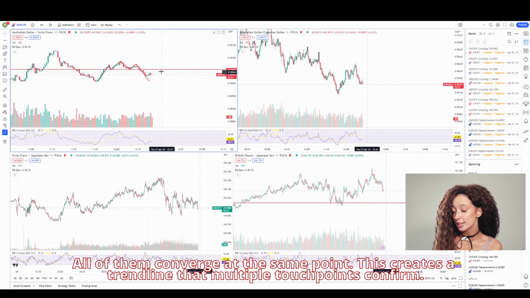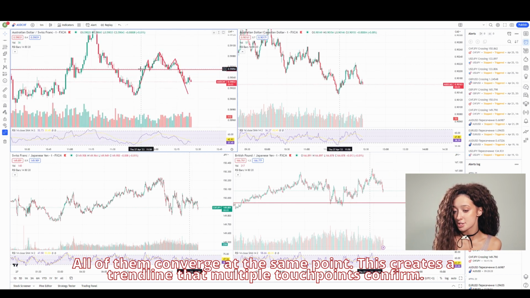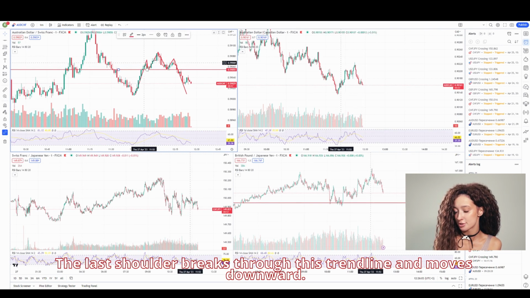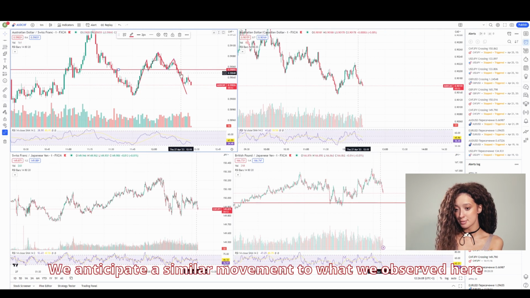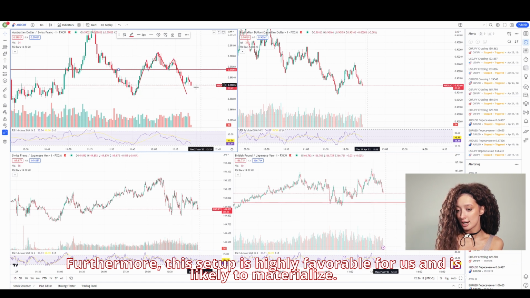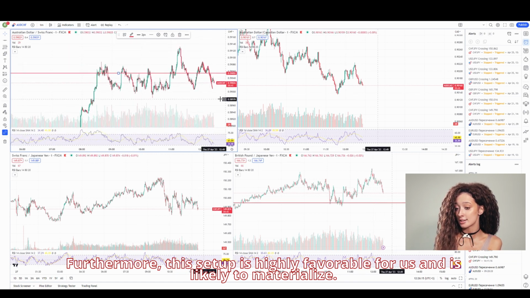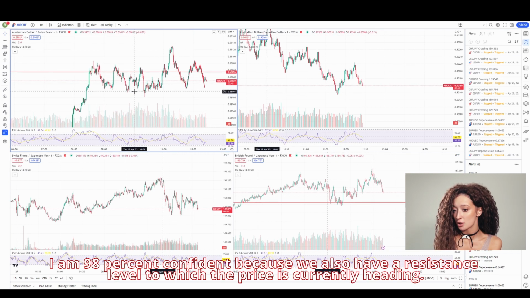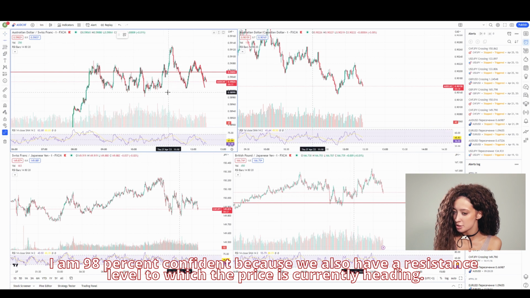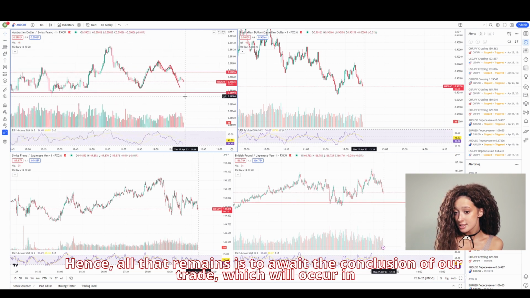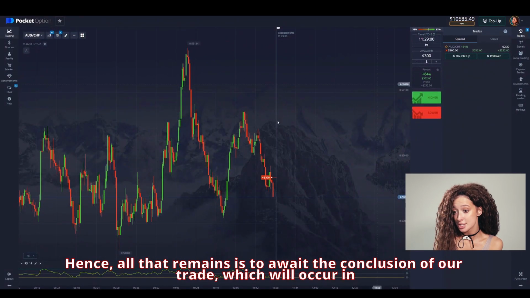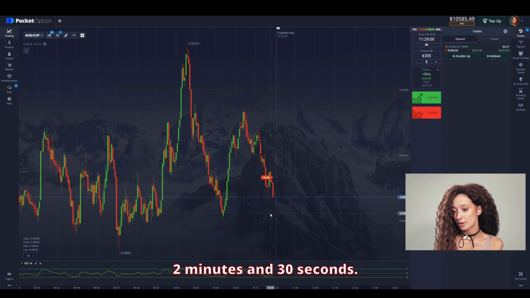This creates a trend line whose multiple touch points confirm it. The left shoulder breaks through the trend line and moves downwards. We anticipate a similar movement to what we observed here. Furthermore, this setup is highly favorable for us and is likely to materialize. I'm 98% confident because we also have a resistance level which the price is currently hitting. Hence, all that remains is to wait for the conclusion of our trade, which will occur in 2 minutes and 30 seconds.